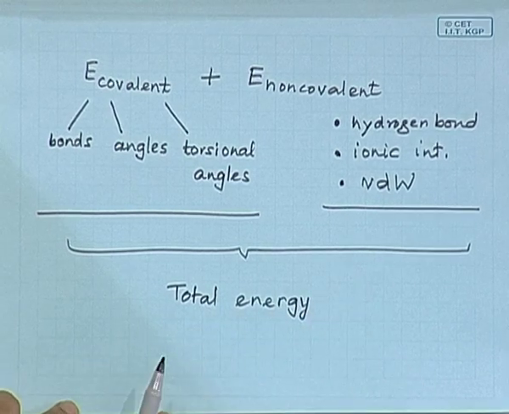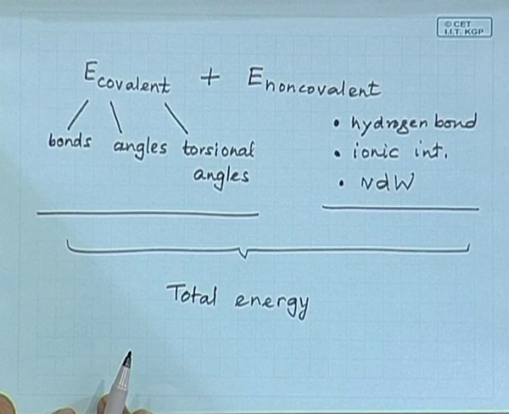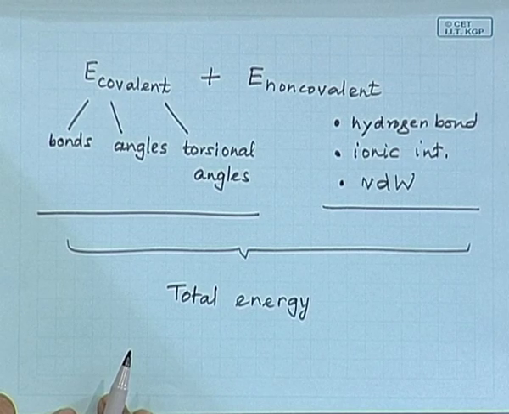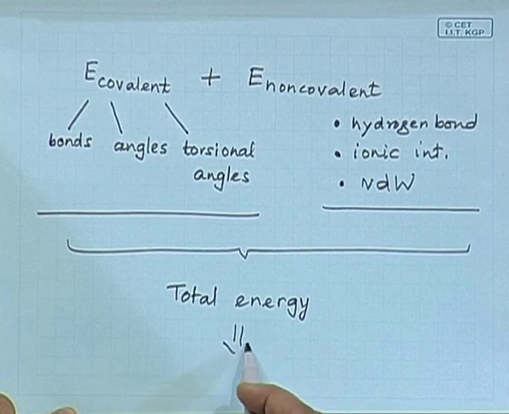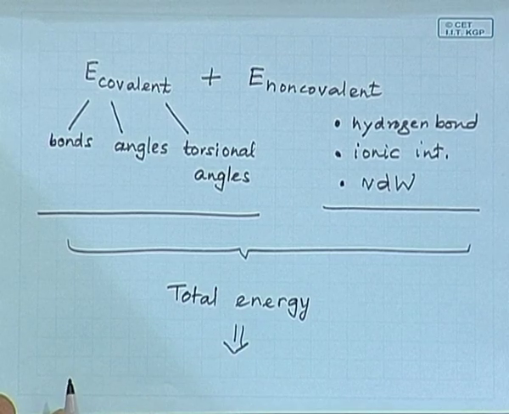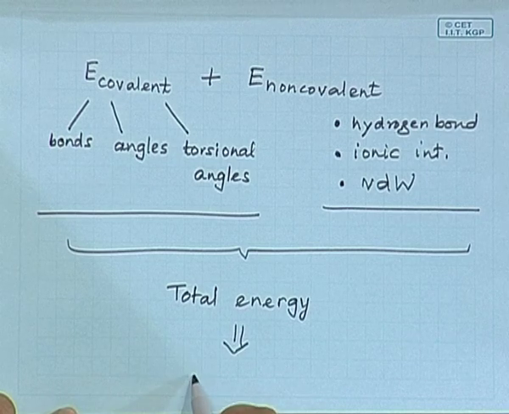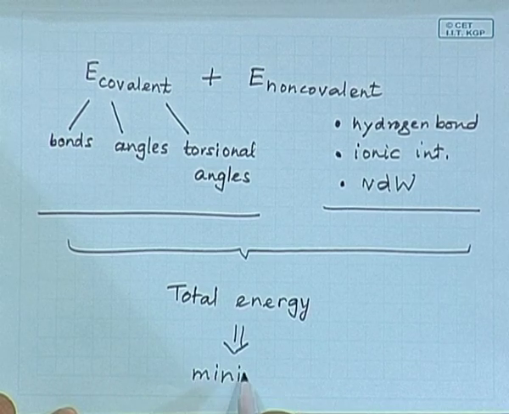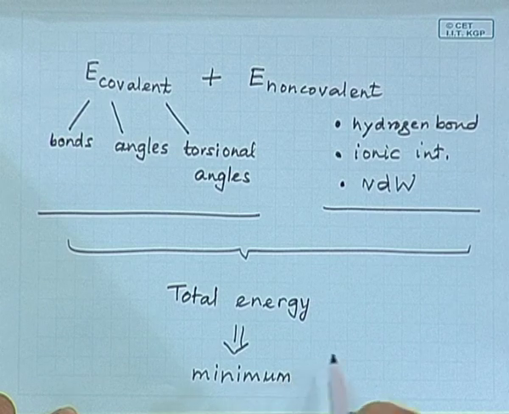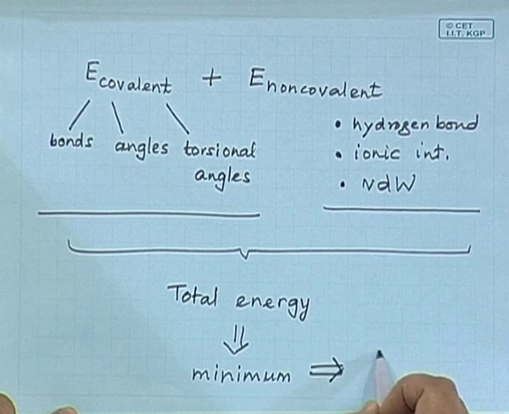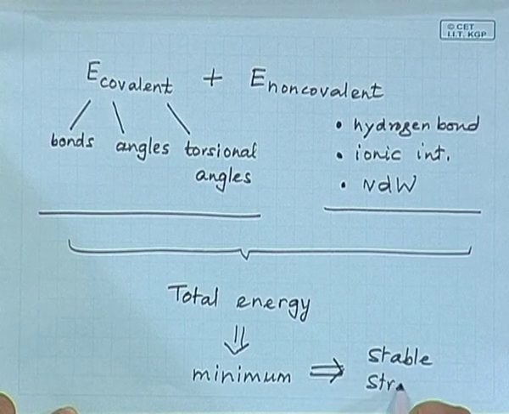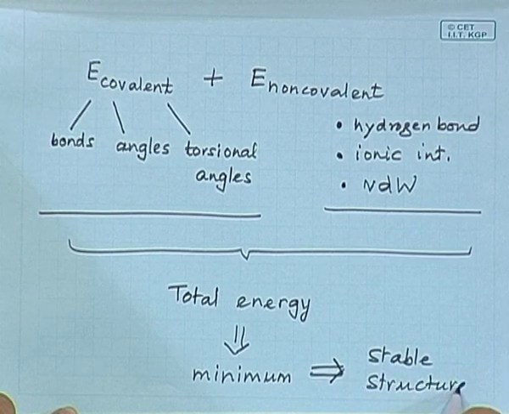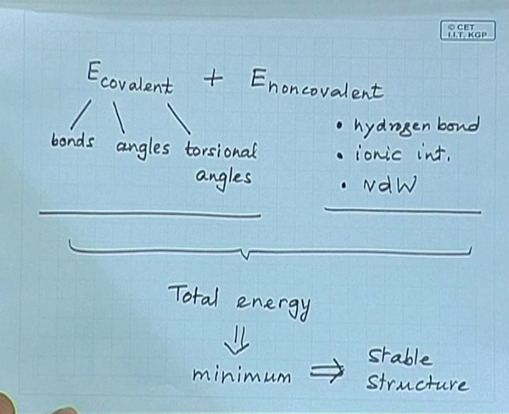Now, what do we want this total energy for the protein to be? A minimum, right. We want this to be a minimum, so that we have a stable structure. Okay. So, total energy we have to get a minimum, which is going to result in a stable structure. And what is this structure? It is the final native folded form of the protein.